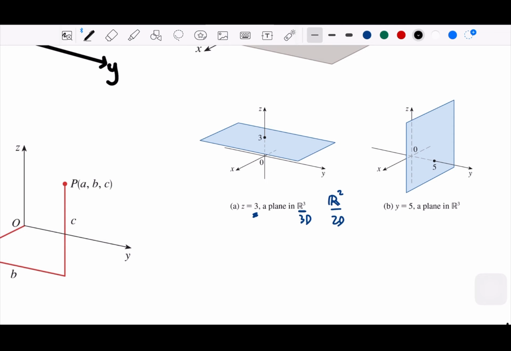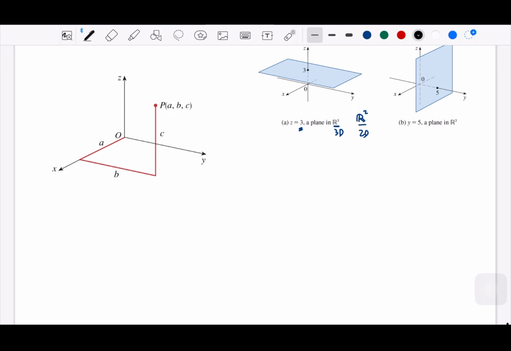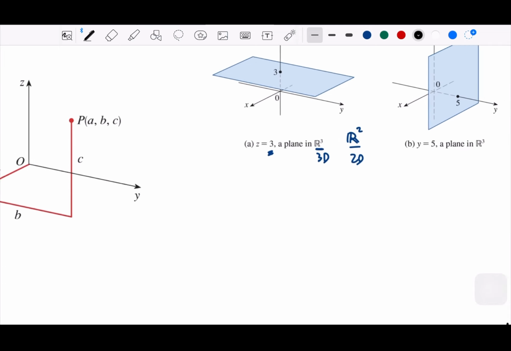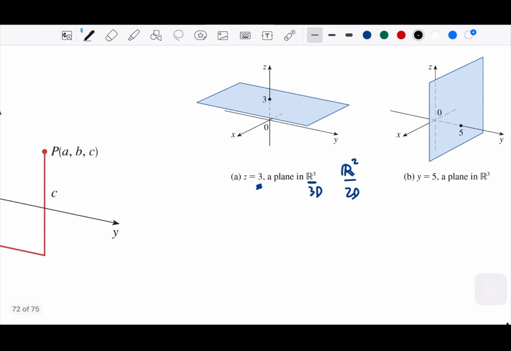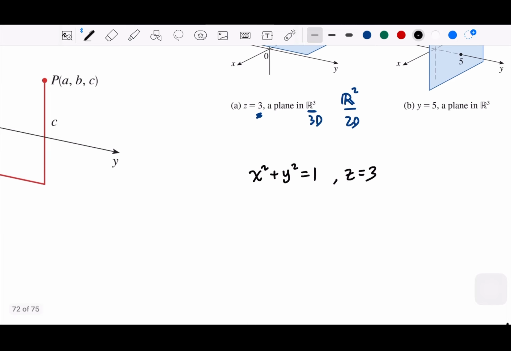All right. What else do we have? If we want to make x and y limited, let's say we have x squared plus y squared equal 1, and then z equal 3. Which means we have something that is cut at z equal 3, but the limitation for x and y is a circle with radius 1, like this picture.